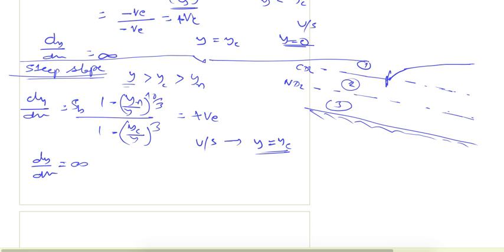If the profile is meeting the critical depth line, it will always meet perpendicularly because this part is coming in the denominator. So whenever we put yc equal to y, this will always go to infinity.